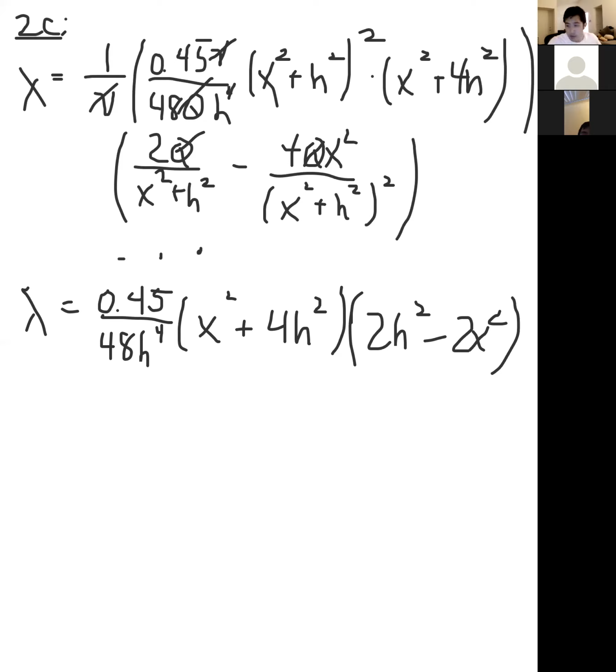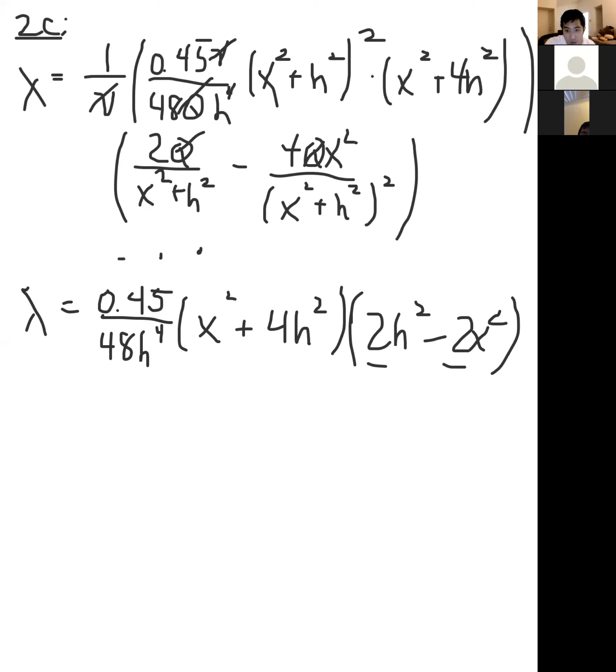Oh, John, I think that's right. But I left it in terms of 0.45 over 48. I think if you evaluate that, you get 0.01876. Let me just verify that. 0.45 divided by 48. Oh, so we're off by a factor of 2. The 2 comes from here. So we got the same thing.